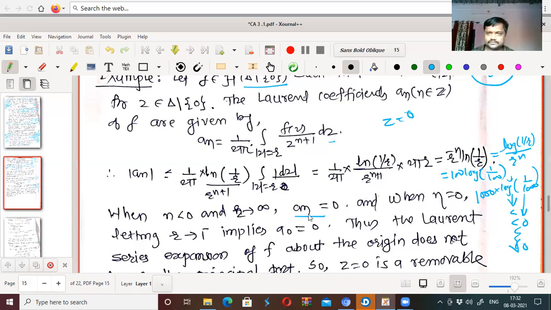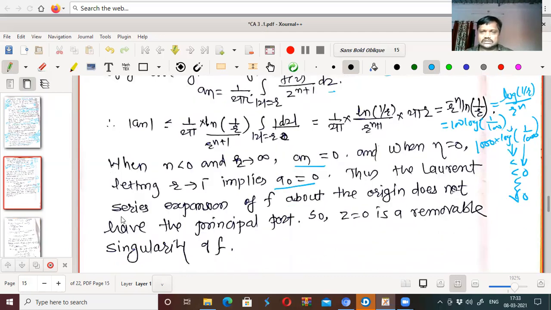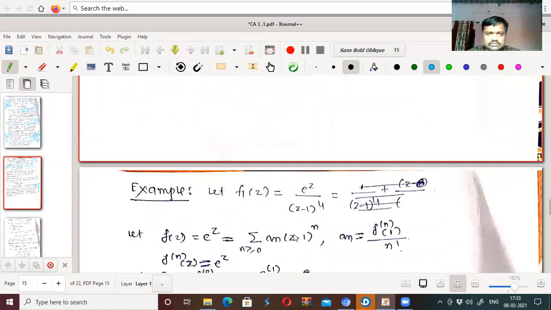And when n equal to 0, we get r to the power minus n as 1, and r tends to 1 from the left. Then also log of 1 upon 1 means log 1, and log 1 is 0. So a_0 is equal to 0. Thus the Laurent series expansion of f about the origin does not have a principal part. That means there is no negative part. In case n less than 0, a_n is 0, and a_0 is also 0, so it has no principal part, and therefore z equal to 0 is a removable singularity of that function.